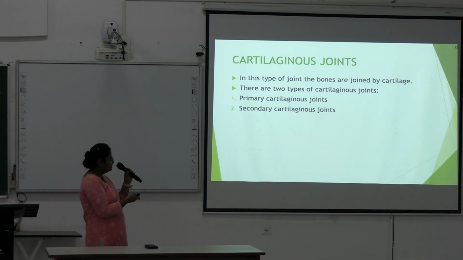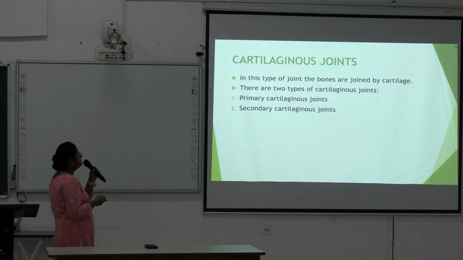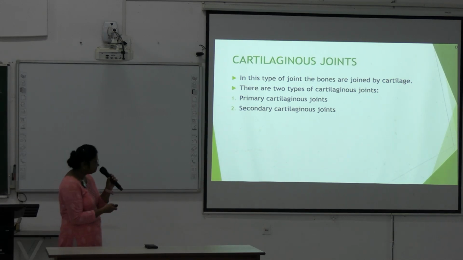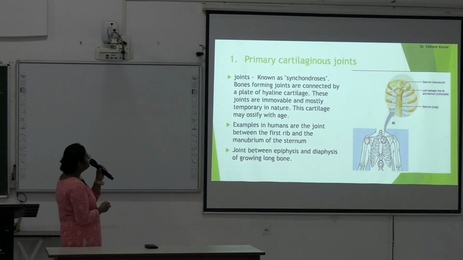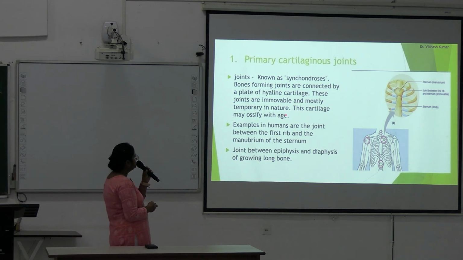So we go to the cartilaginous joints. In this type of joint, the bones are joined by cartilage. Two types of cartilaginous joints are present: primary cartilaginous joints and secondary cartilaginous joints. So first we go to primary cartilaginous joints. These are known as synarthrosis, and the bones forming the joints are connected by a plate of hyaline cartilage. These joints are immovable and mostly temporary in nature, and this cartilage may ossify with age.